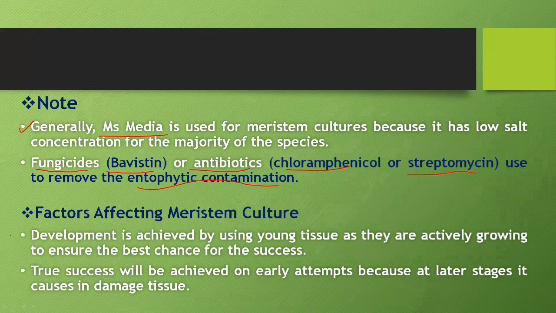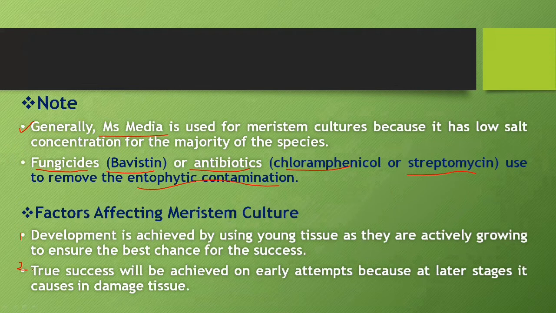Factors affecting the meristem culture. There are two factors which affect the meristem culture. The first is the age of the plant or age of the tissue. Development is achieved by using young tissues as they are actively growing, to assure the best chance of success. So we have to take young tissues or young cells of the plant.